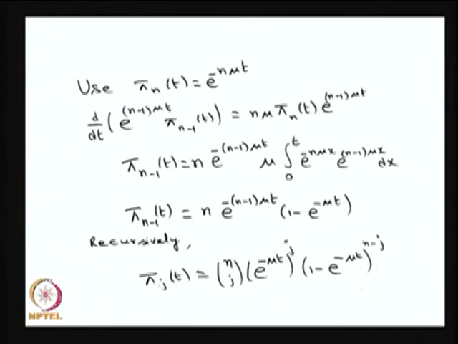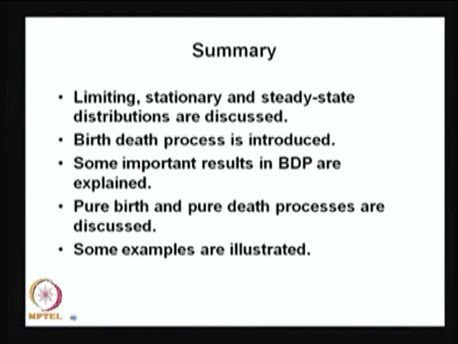Suppose the system is in the state j, that means from the state n this many combinations would have come, and the survival probability is e power minus mu t, to that power. So, this is nothing but the probability p power j and 1 minus p power n minus j. Therefore, this pi j follows a binomial distribution with the survival probability e power minus mu t of being in the state j. So, for the pure death process I have explained the time dependent probabilities of being in the state j.